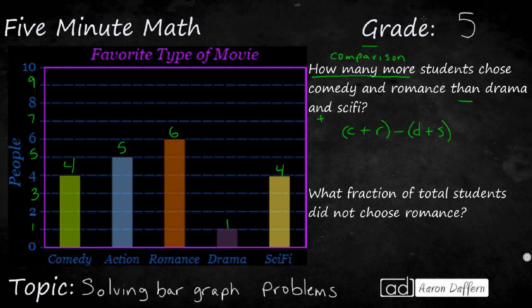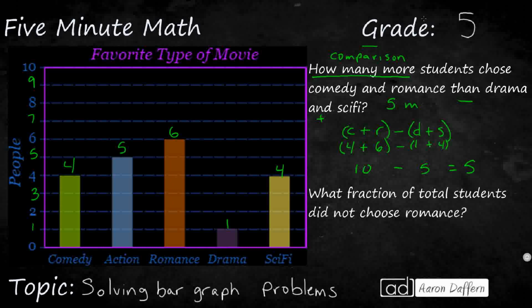We need to combine comedy and romance. So my comedy is 4. I'll just stick that right underneath. My romance is 6. We want to know how many more students chose comedy and romance, so that's a total of 10. Then drama and sci-fi. We've got drama at 1 and sci-fi at 4. 1 plus 4 make 5. So this simplifies down to 10 minus 5. All right, so we could say 5 more.